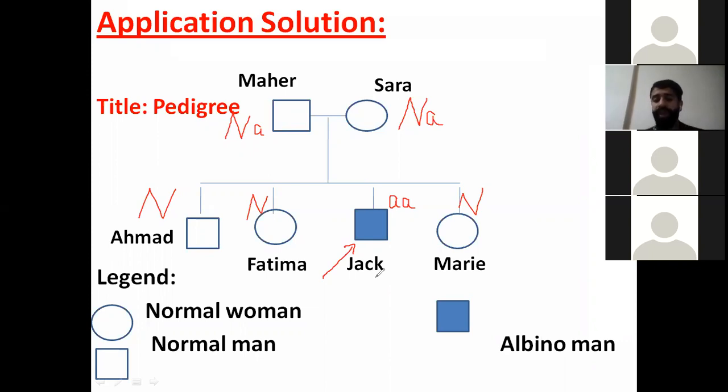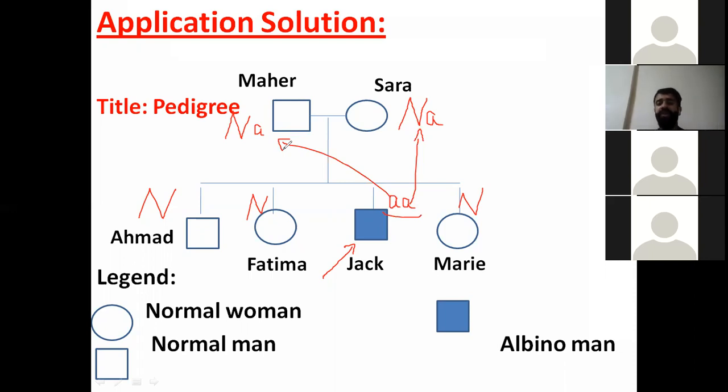Okay? So هون Jack هو affected. So it should be homozygous and recessive. It should be AA. So إذا هو AA حيجيب A من maternal و A من paternal. So A من بيو A من أمه. So إجباري Maher and Sarah they should be heterozygous having the genotype N and A. Okay, Hassan? ماشي. Oh, okay, great.